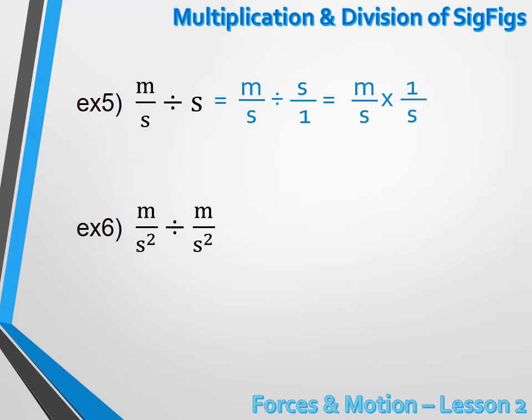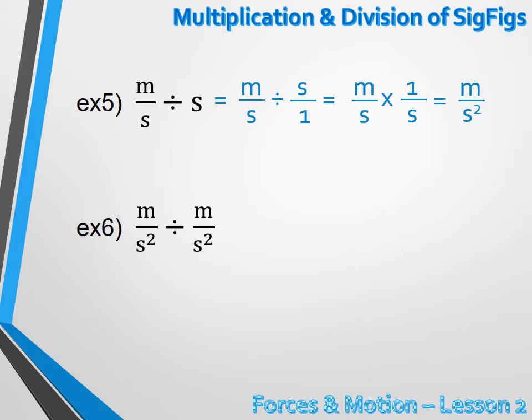We factor out anything that's the same in the numerator and the denominator, and there's nothing here to factor out. So that means I wind up with an m on the top divided by, and I have two s's on the bottom, so I write seconds squared.